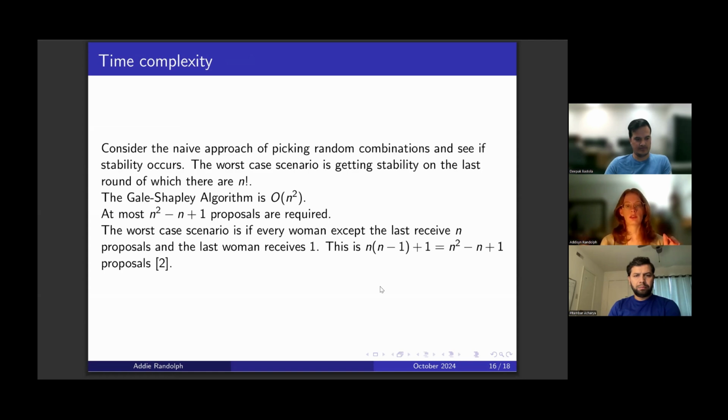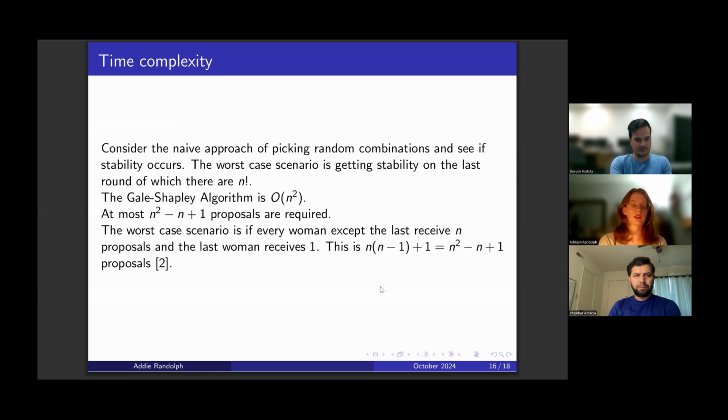You just, each time you guess, you have to check it's wrong, you just keep going through each possibility. So this would be n factorial, the worst case scenario if we just took a naive approach. But the Gale-Shapley algorithm is actually big O of n squared. So at most, n squared minus n plus 1 proposals are required.